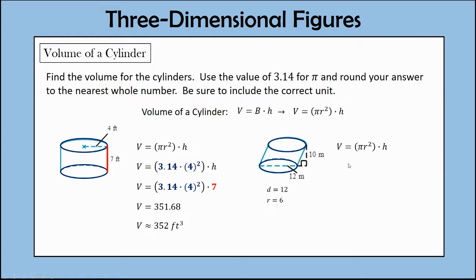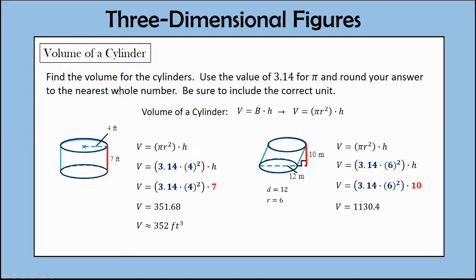All right, so next step, I got 3.14 times 6 squared. Now the height has to be the distance between the two circles, the perpendicular distance. So that's going to be this 10 right here. Okay, so the height's 10. So again, in your calculator, 6 squared is 36 times 3.14 times 10. Do all that multiplication together, I get 1,130.4.